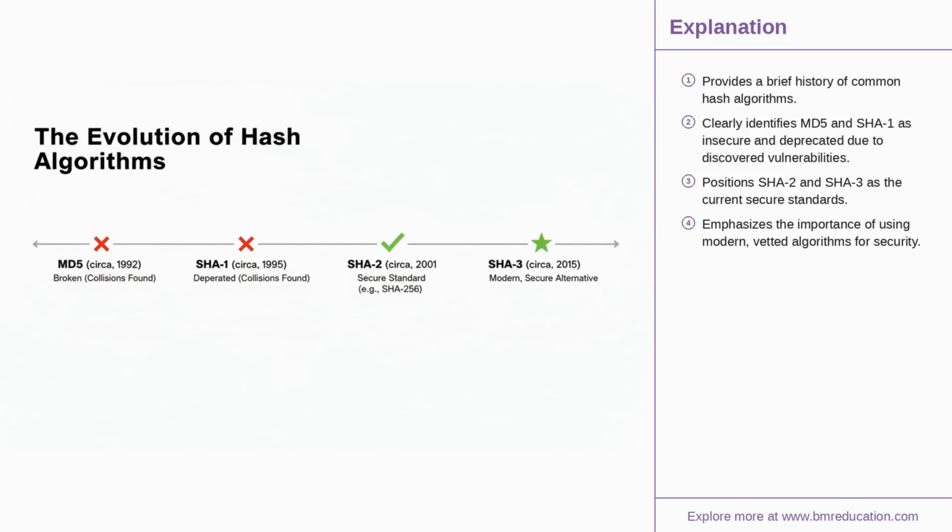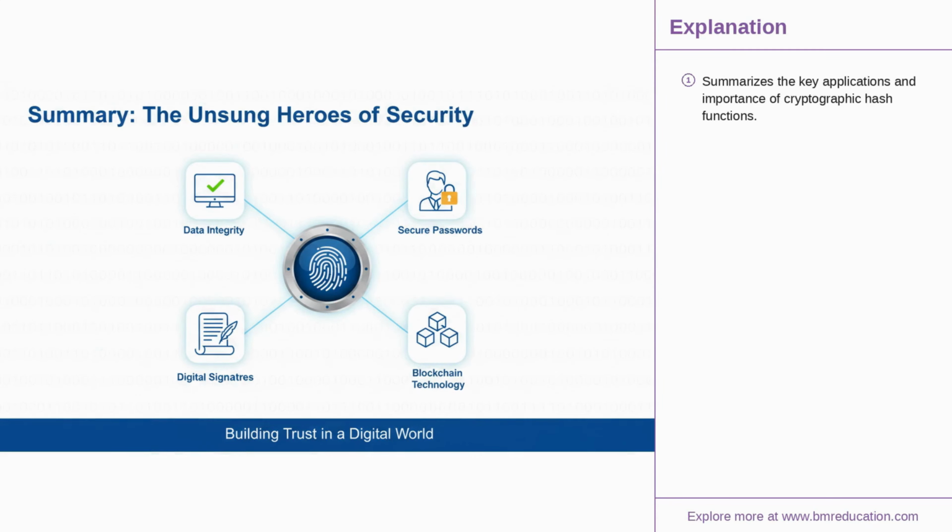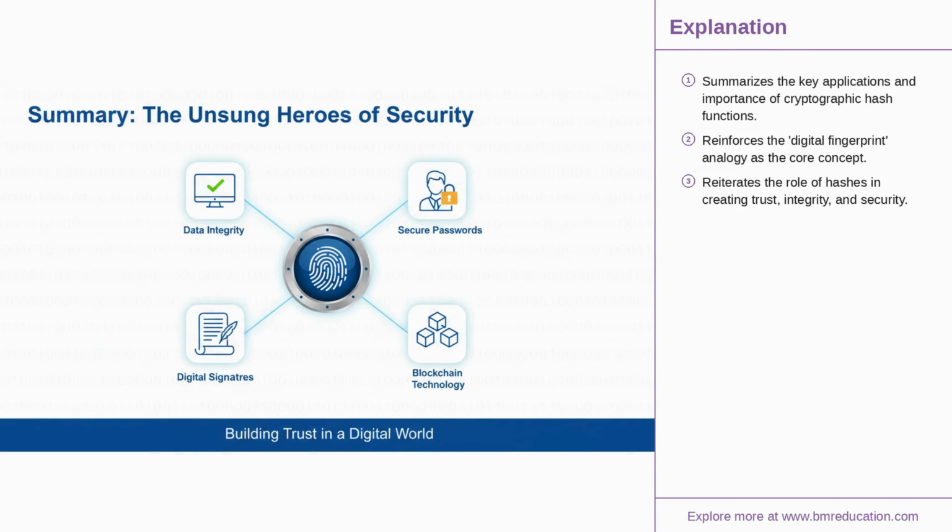Over the years, different hash algorithms have been developed. You may have heard of MD5 or SHA-1. While historically important, both have been proven to be insecure because collisions have been found, making them unsuitable for security applications. Today, the SHA-2 family, especially SHA-256, and the newer SHA-3 are the industry standards, as they are believed to be strongly collision-resistant.